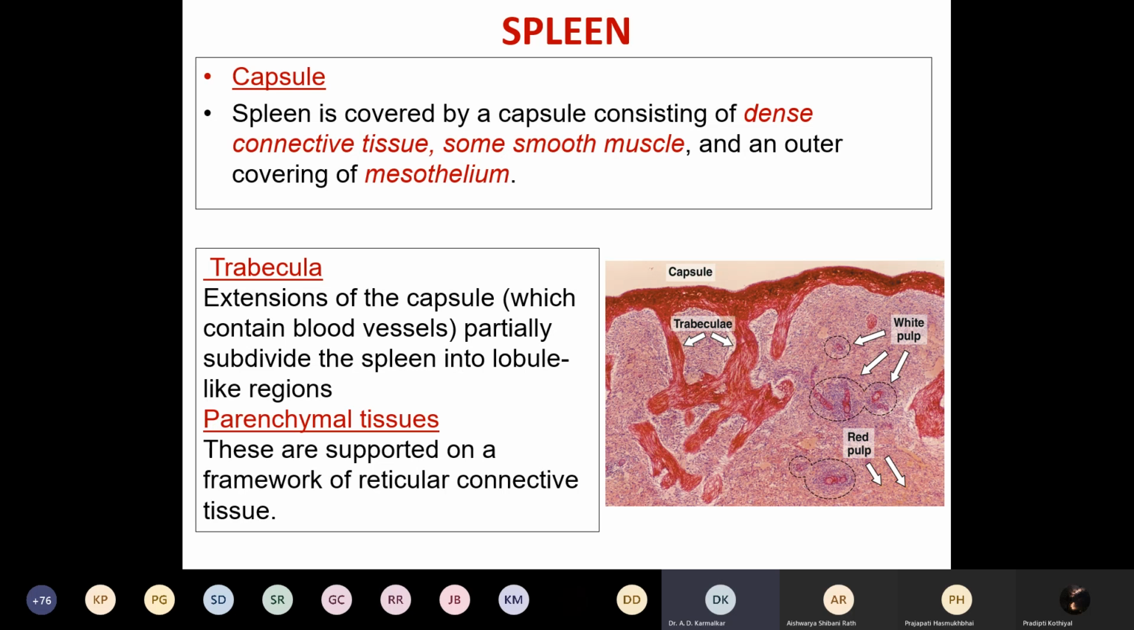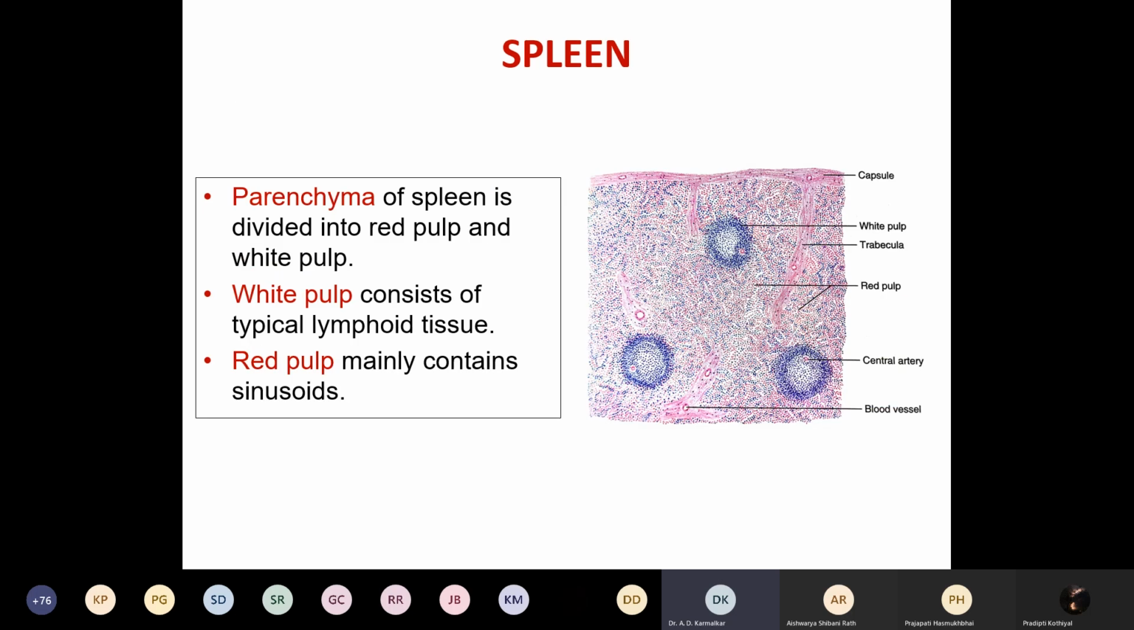So trabeculae, and there is a parenchyma, which is nothing but the supporting cells, and here it is reticular connective tissue, reticular cells and reticular fibers. Very important: here there is no cortex, no medulla. Here it has a white pulp and a red pulp. Remember what the white pulp is? It is the aggregation of lymphocytes, and here it appears as a basophilic structure. It is surrounding the vessel, an arteriole.